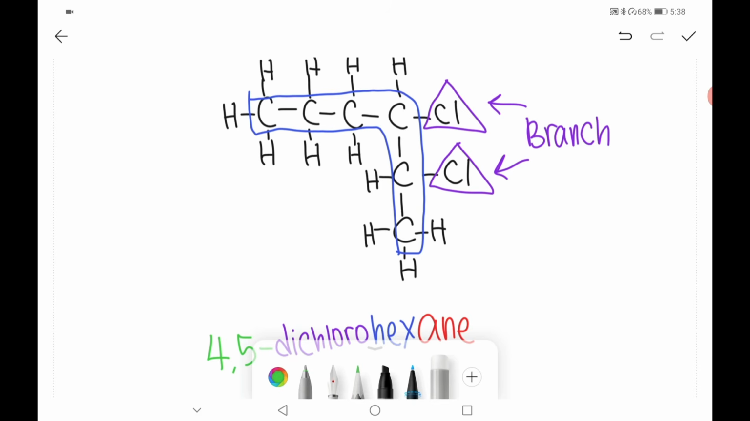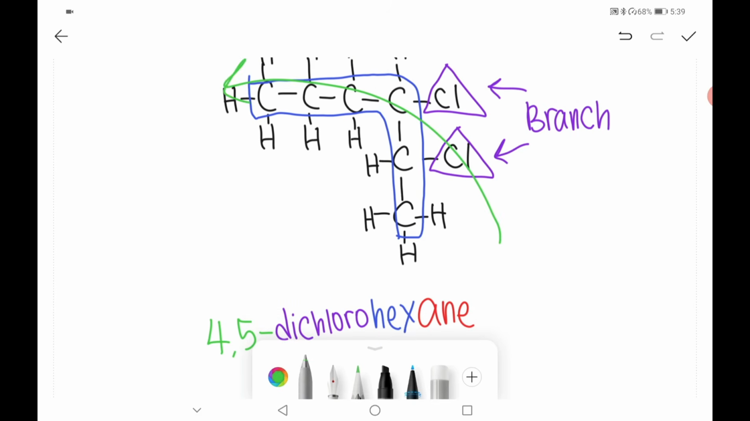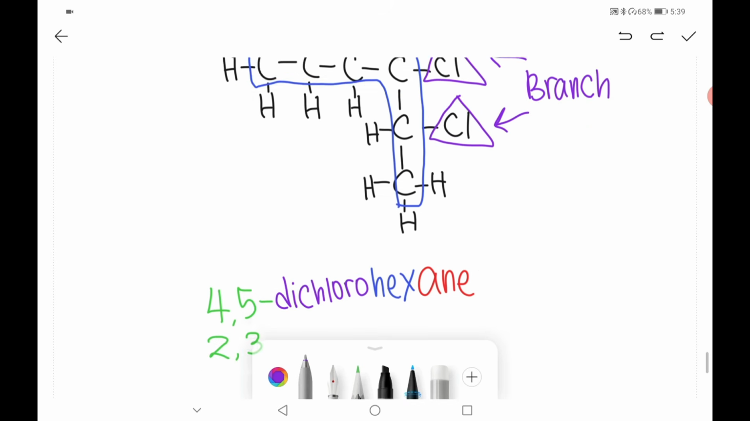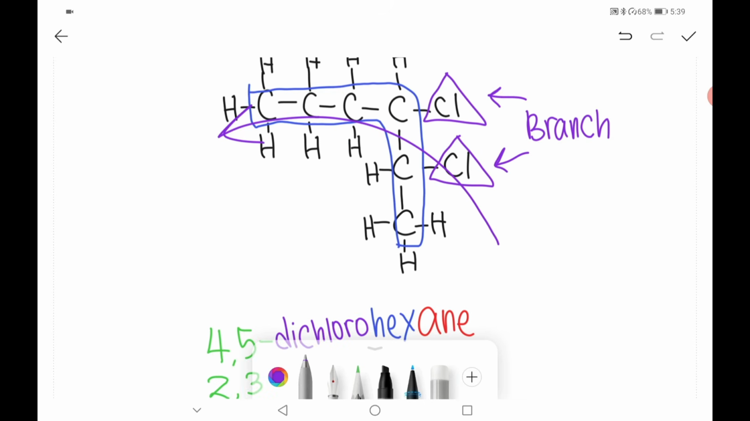If you go in the opposite direction, from here to here, this is carbon number 1, this is carbon number 2, this is carbon number 3. So one of the chlorines is on carbon number 2, and one is on carbon number 3. So it's 2 and 3, with a comma between the numbers. And the back part is the same, because when you change the direction, the name is the same.